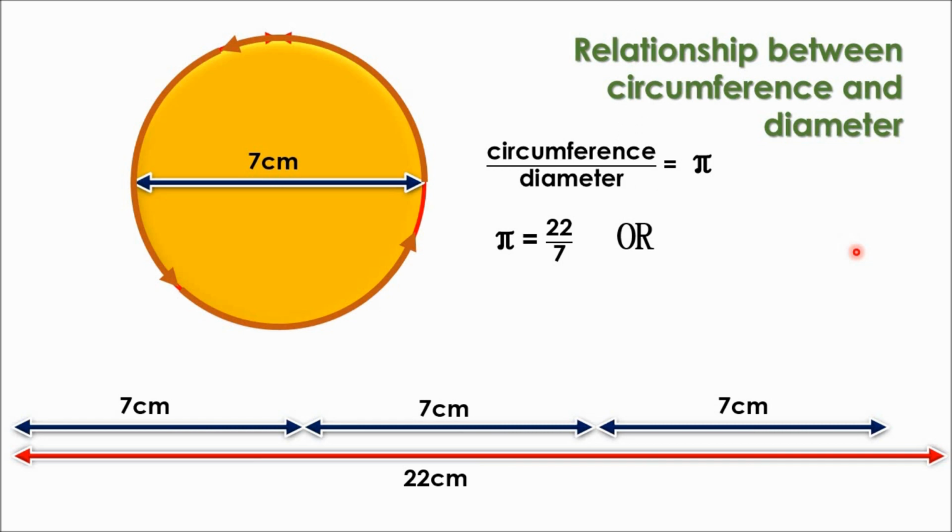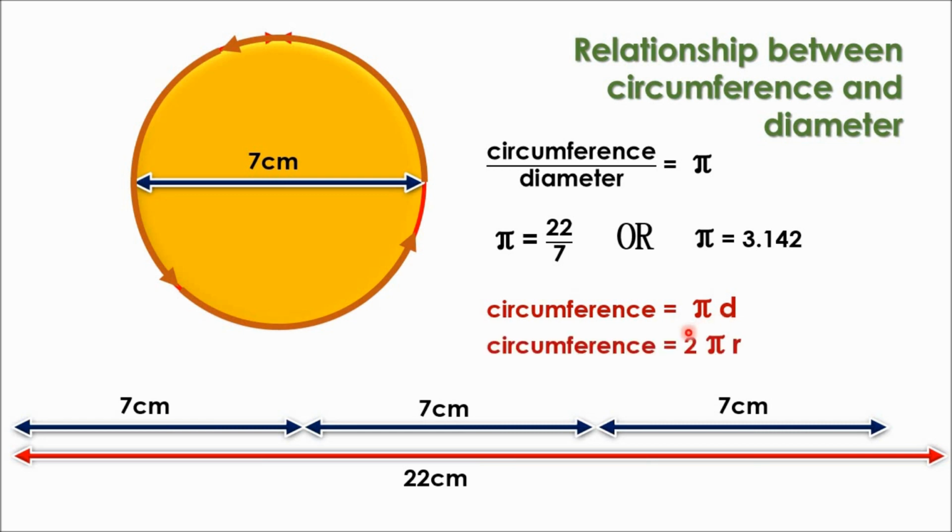Or what you get when you change the fraction into decimal is approximately pi equals to 3.142. So this one is the value of pi. Therefore circumference is equal to pi d, pi times diameter. Or you can use the formula circumference equals 2 pi r, because 1 diameter equals 2 times radius. So I hope you understand the relationship between circumference and diameter.